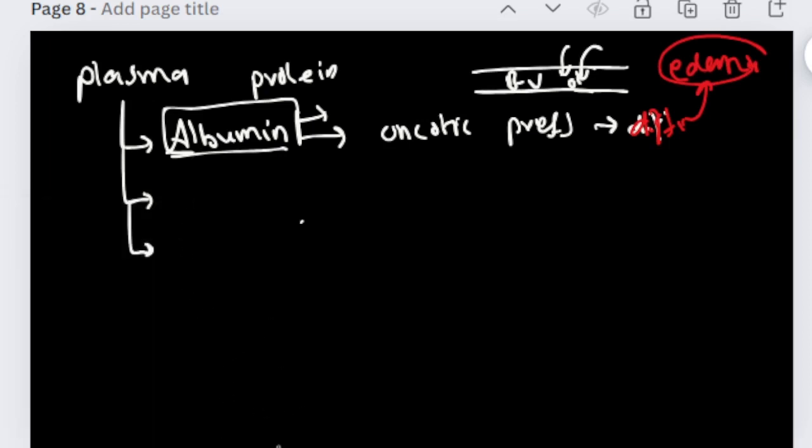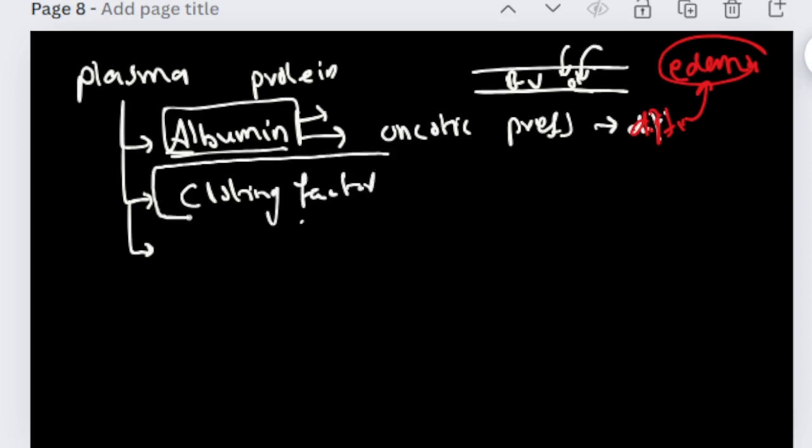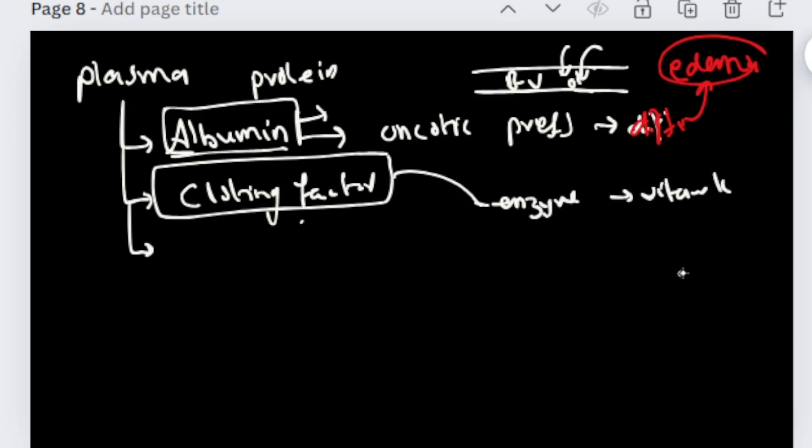Next is the globulin, clotting factor. Clotting factor, how does it help in the clotting factor? One important thing is there is an enzyme, a vitamin K dependent enzyme, and that helps in the formation of the vitamin K dependent clotting factors.